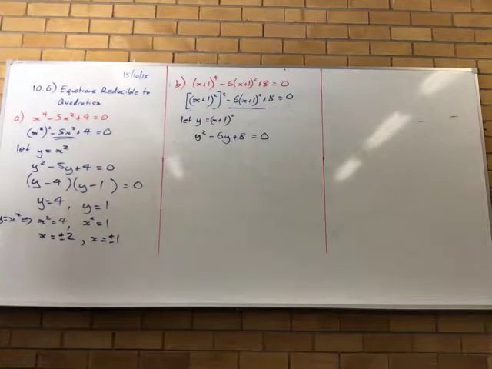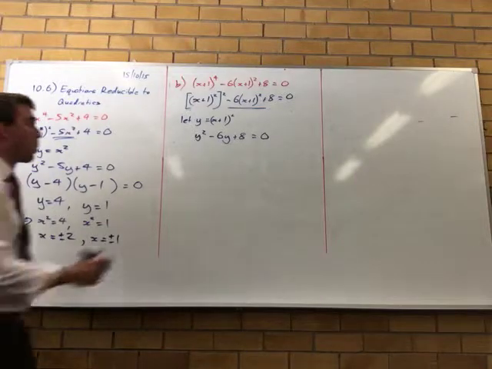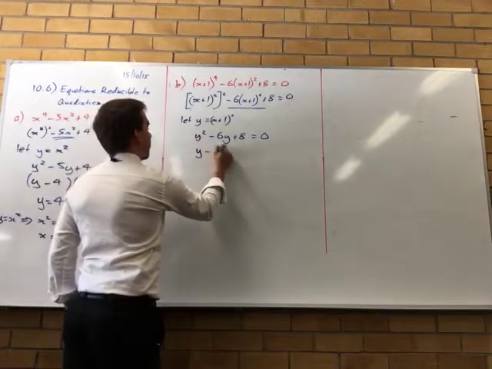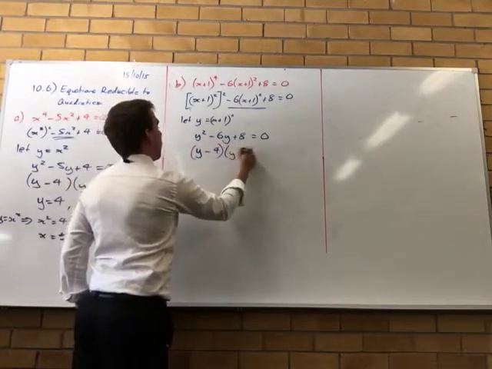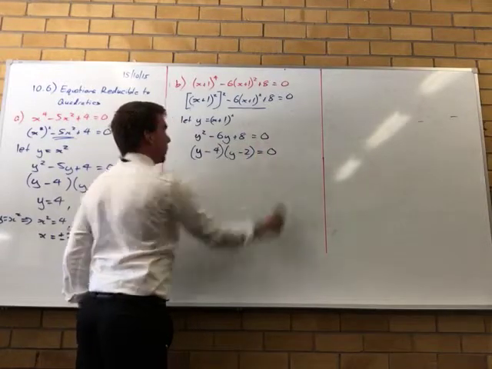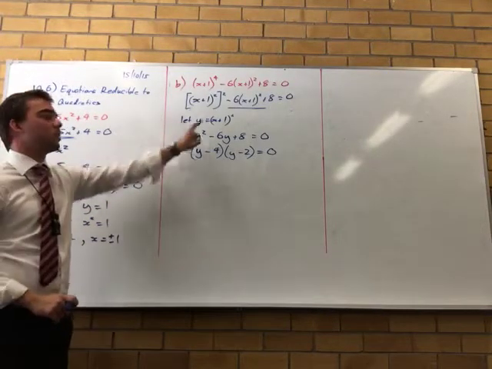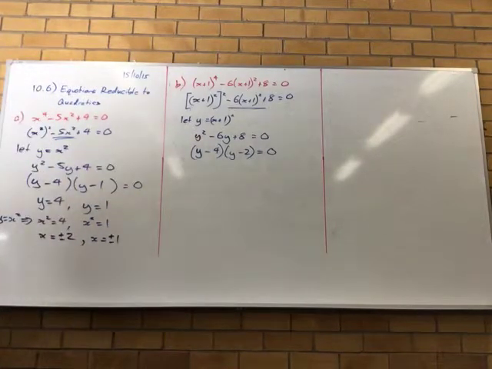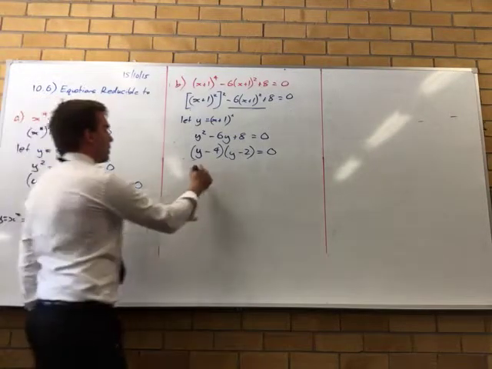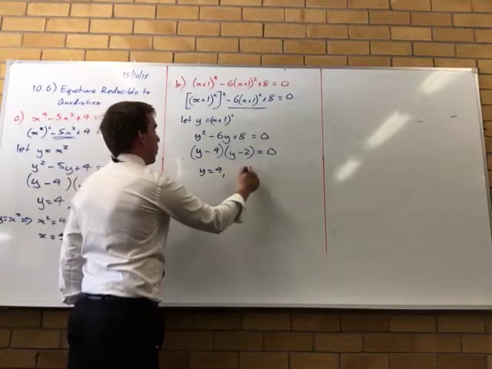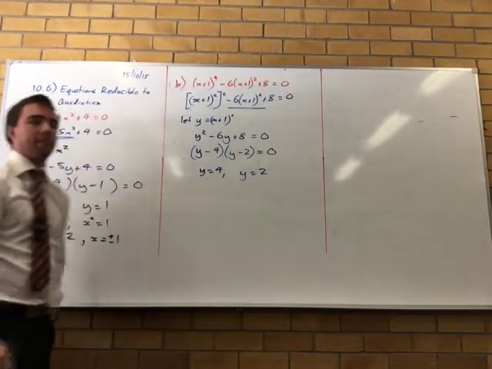Two numbers multiplied to give 8, same two numbers add to give negative 6. Good. (y take away 4)(y take away 2) is 0. So solve for y, and then you need to go back and make your substitution. So y is 4, y is 2.